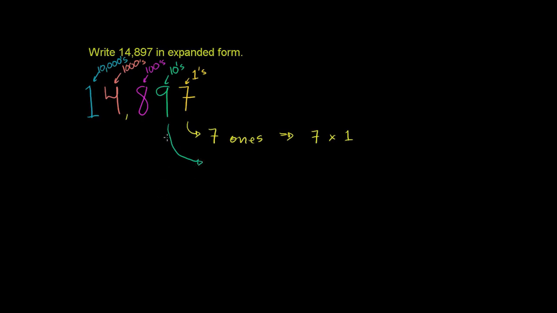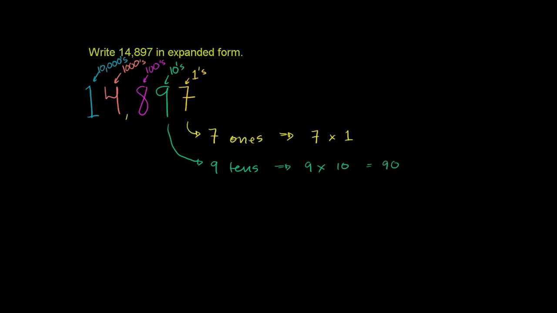So what does the 9 represent? It represents 9 tens. You could literally imagine you have 9 actual tens. You could have a 10 plus a 10 plus a 10, do that 9 times. That's literally what it represents. 9 actual tens, or you could say it's the same thing as 9 times 10, or 90. Either way you want to think about it. It represents all of these things: 9 tens, or 9 times 10, or 90.